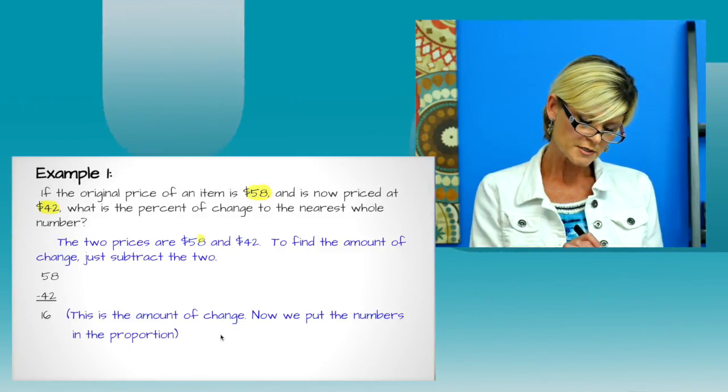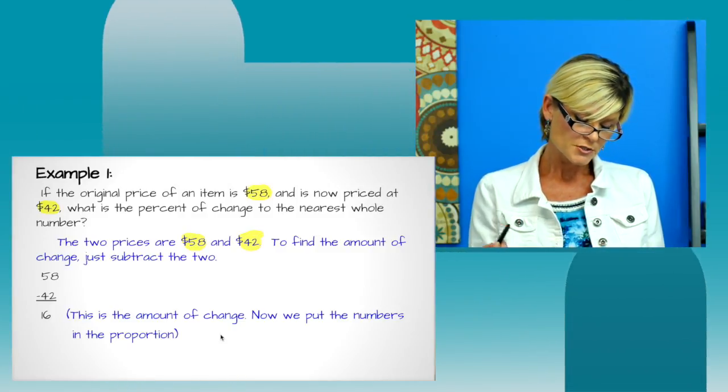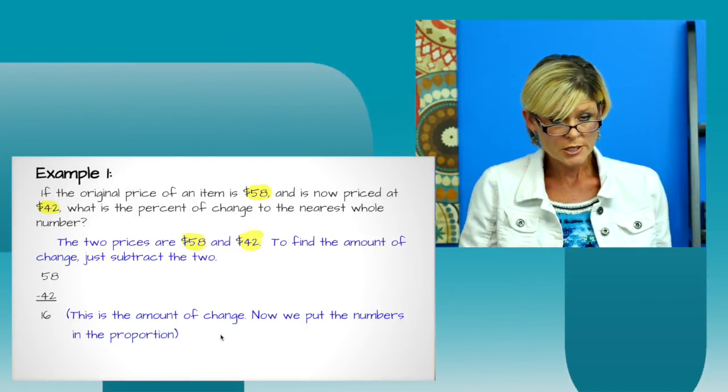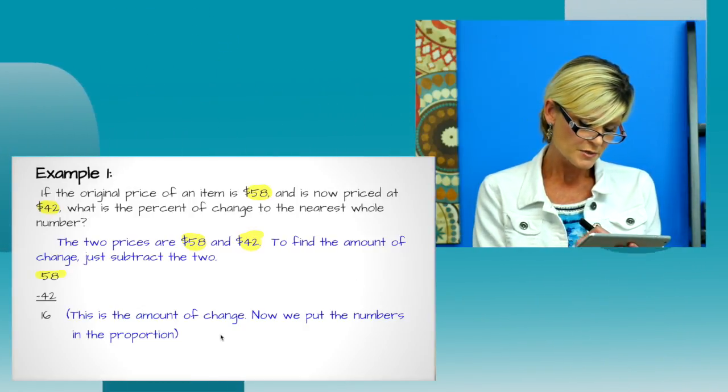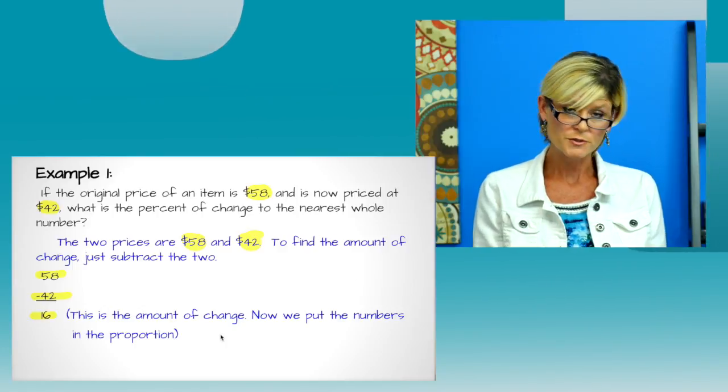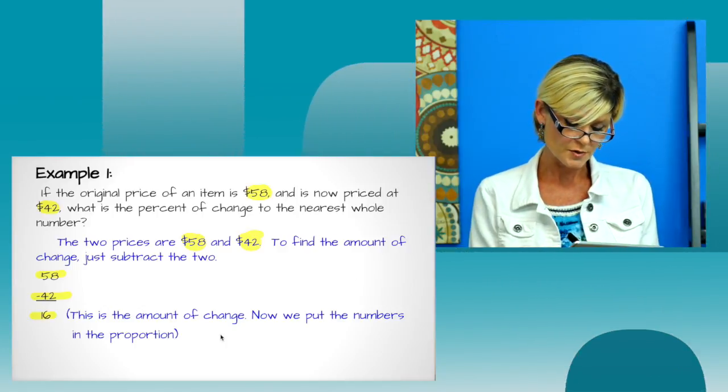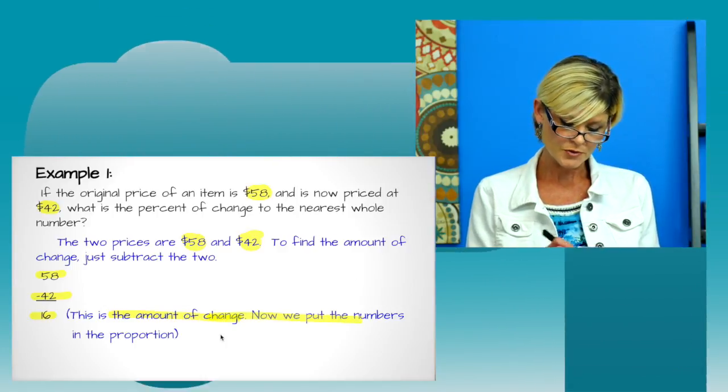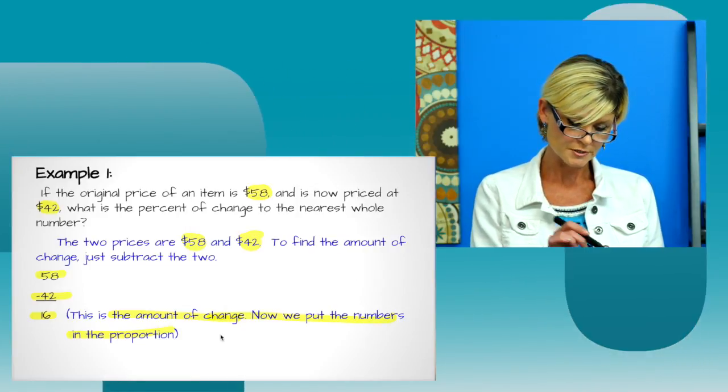So we know that the two prices are $58 and $42. To find the amount of change, we're just going to subtract one from the other. We got 58 minus 42 equals 16, and there it is. That is your amount of change. And now we can put the numbers into our proportion.